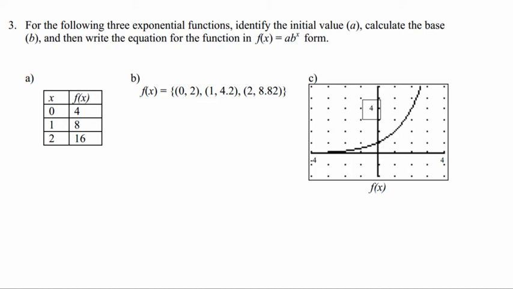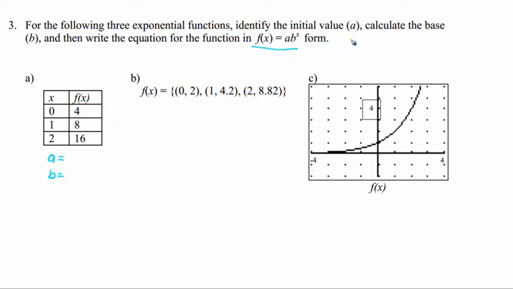This is a little video on practice problem 3 from section 5.1. In this particular problem, we are being asked to find three exponential functions given the information that has been presented. The first one is in tabular form. So what we need to do is find out what a is equal to and what b is equal to. Because once we've got that, all we've got to do is plug it into the form up here, f of x equals a times b to the x.